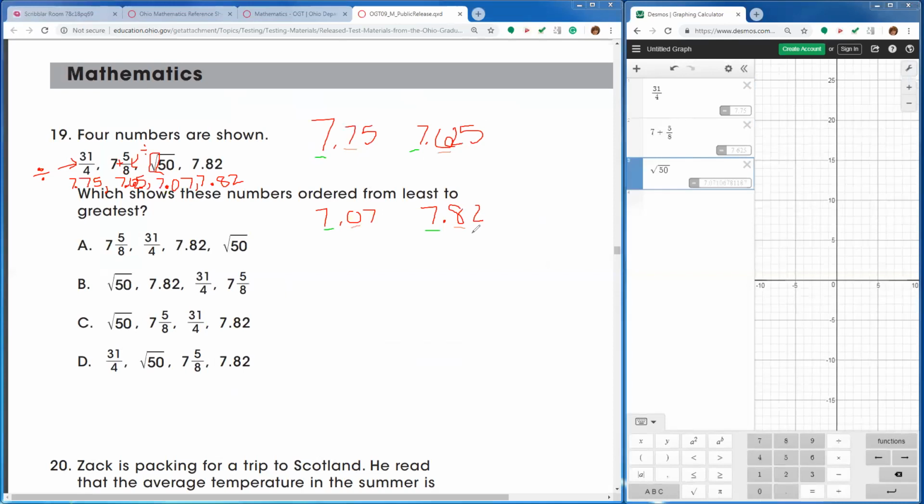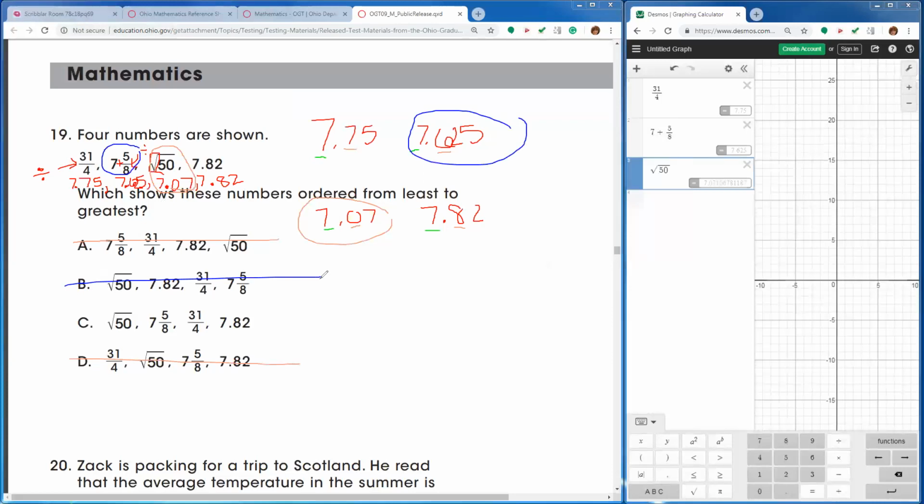Which one is the lowest? 7.07. 0 is smaller than 7, 6, and 8. So 7.07 matched up to square root of 50. So you know that one's going to be the first one. So it's either B or C. You know square root of 50 is first. Which one comes next? Okay, you got 7.625 would be next. So that is 7 5/8. Good. And that leaves us with one answer choice.